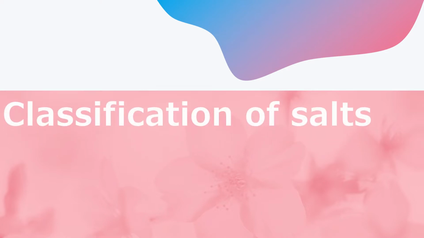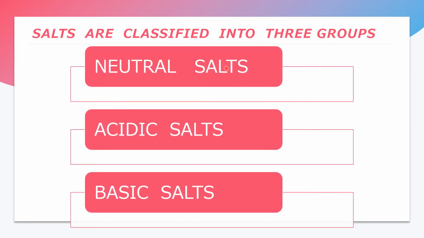Today's topic is classification of salts. Classification of salts. Salts are classified into three groups: neutral salts, acidic salts, and basic salts. Let us have a look. What are they and how are they formed?